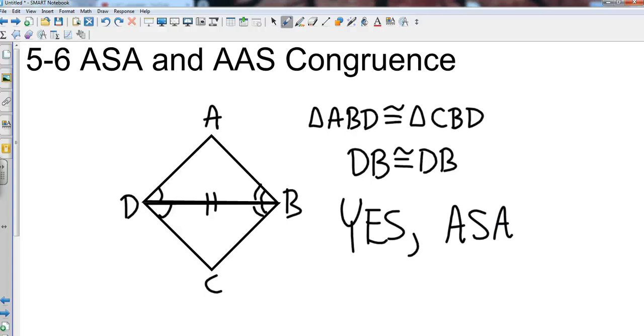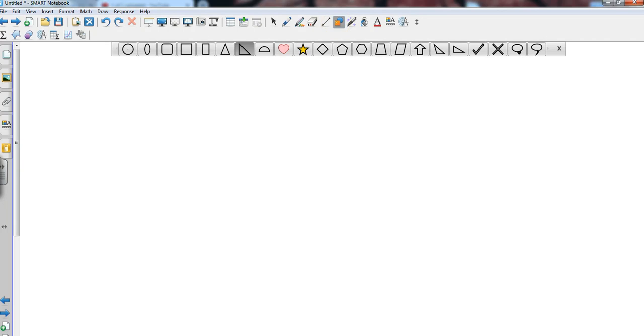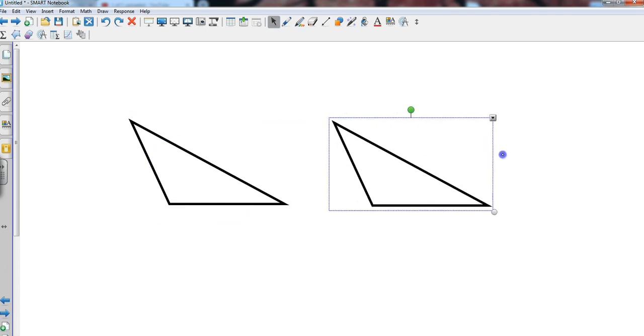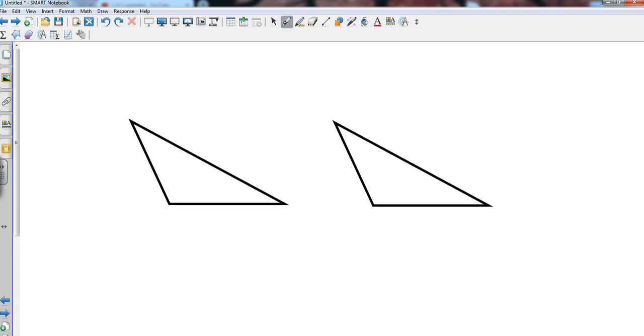I'm not a big fan of the way they put these together because angle, angle, side also uses the term non-included. So I would have rather side, angle, side and angle, side, angle be put together. But hey, I didn't write the book, so that's all right. We'll get through it. So let me put a couple of triangles up here, and it really doesn't matter what they look like because I'm just going to clone it. And I'm going to move it over here.